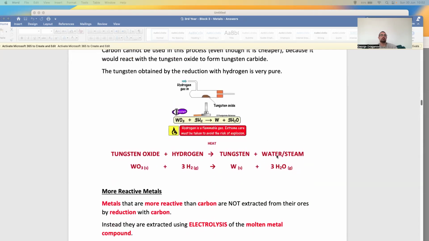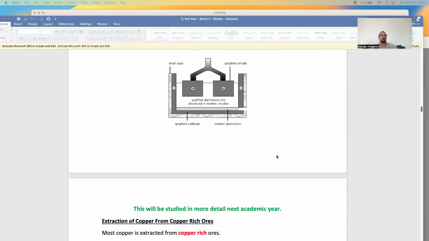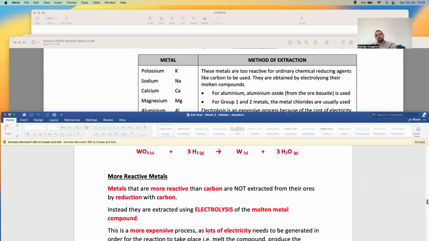I would definitely have a look at this. As I said, these notes will be attached. And in summary, metals which are more reactive than carbon cannot be extracted by reduction with carbon because they're too reactive. So we use electrolysis of the molten compound, and it's very expensive because we have to melt the metal compound first, and then we need a lot of electricity. Okay, that brings an end to the extraction of metals.